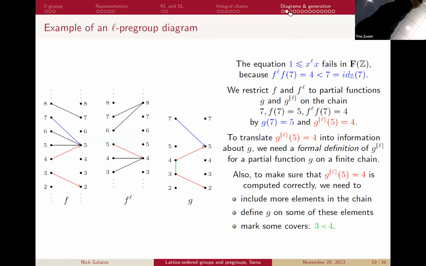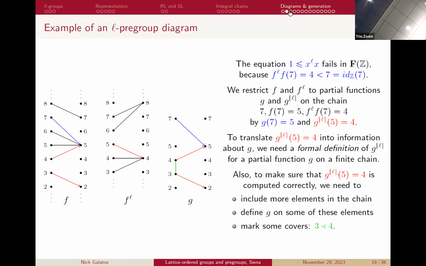Here I have the picture of FL, so 5 will go to 4, so this side will take it to 4, and it's not going to be greater or equal to the other side, it's going to be smaller than the other side. That's the identity on 7, that will keep the 7 there. So that's the failure. So how do we make a diagram out of this?